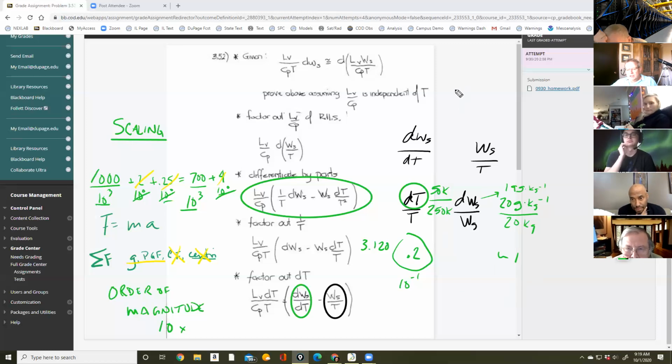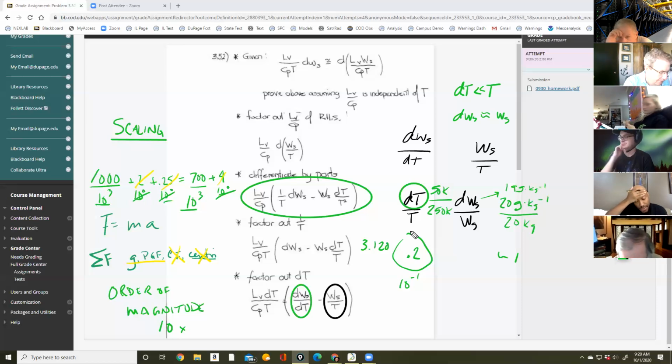What we're really saying is that dt is much less than t, whereas dw sub s is about the same magnitude as w sub s. So when all is said and done, this is where they show in the book dt over t is a lot less than dw sub s over w sub s. Someone tell me what page we're looking at. We're on page 107. Thank you.